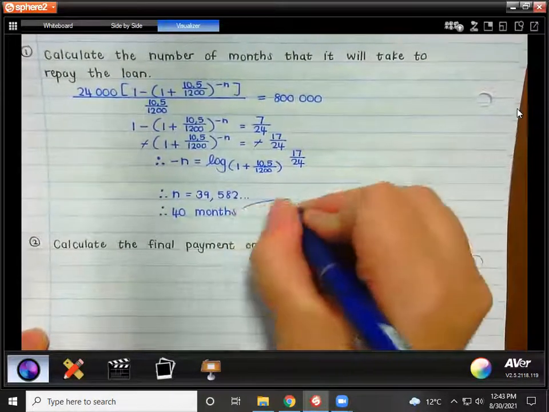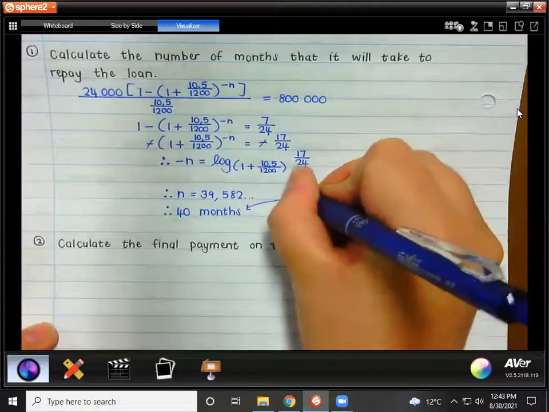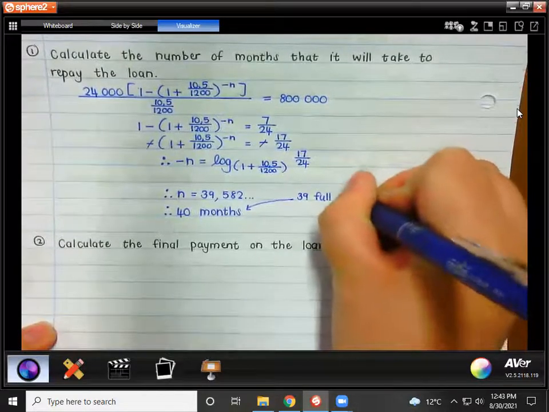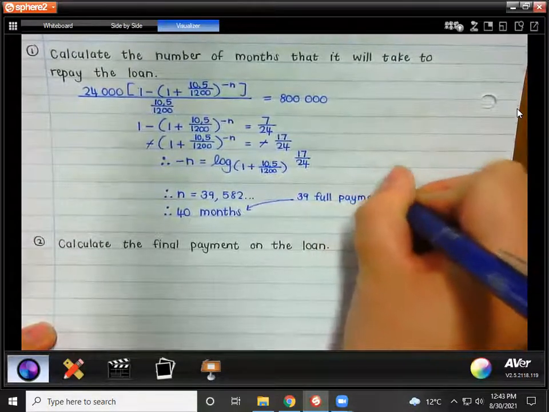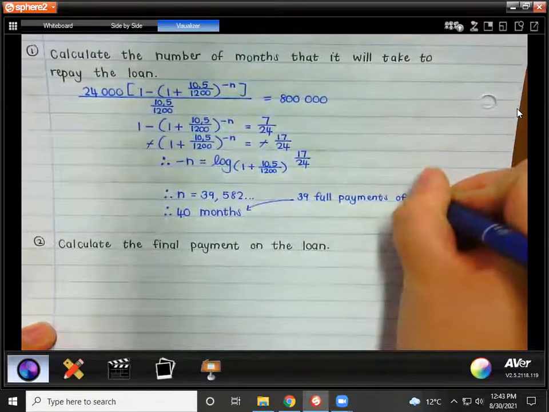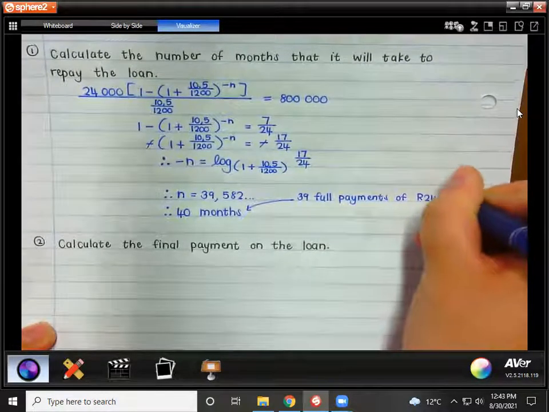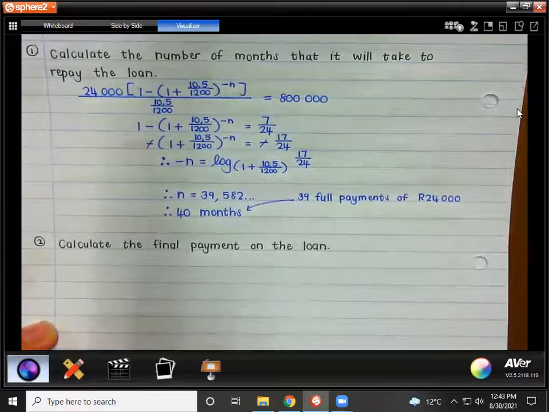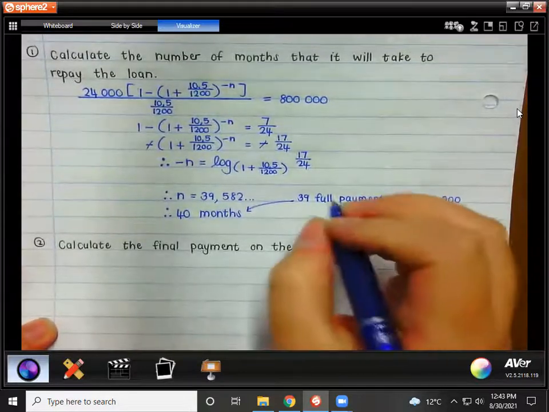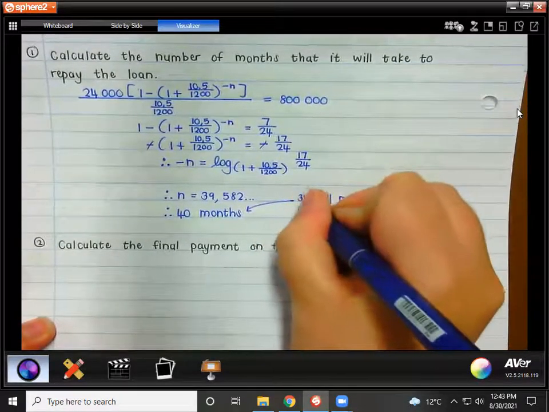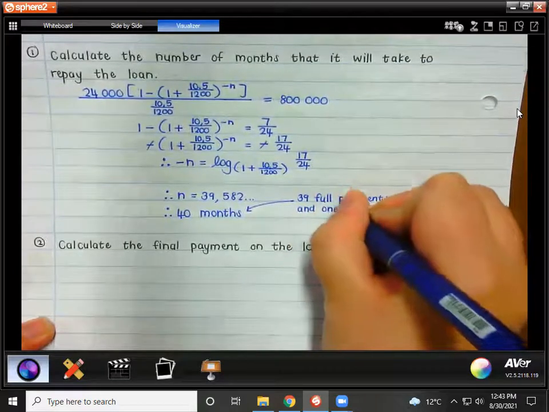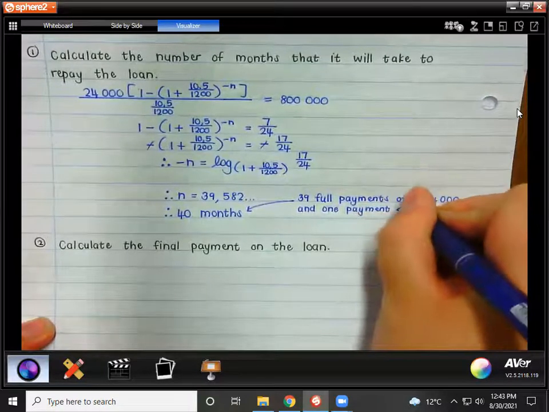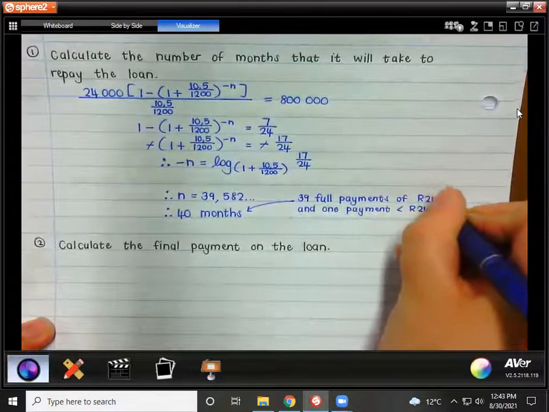Now, what this means is that you're going to have 39 full payments of 24,000 Rand. And then you're going to have your last payment, which is actually going to be less than 24,000. Okay, and I'm going to show you how to calculate that now. So, 39 payments, and one payment which is less than 24,000.